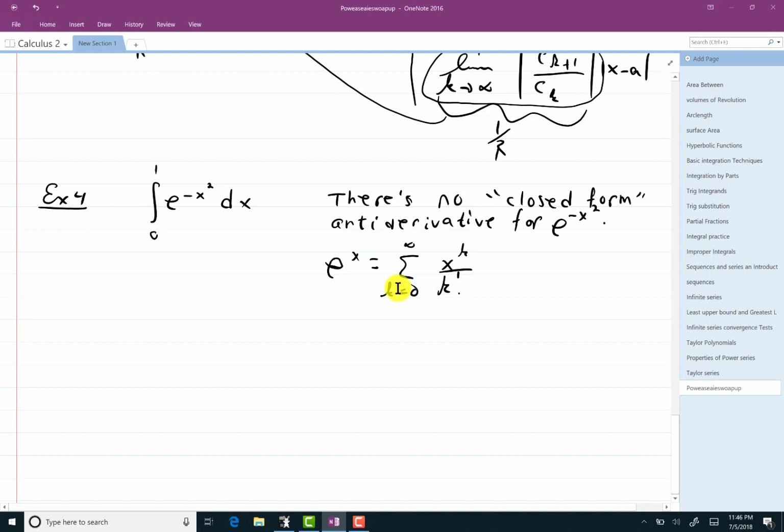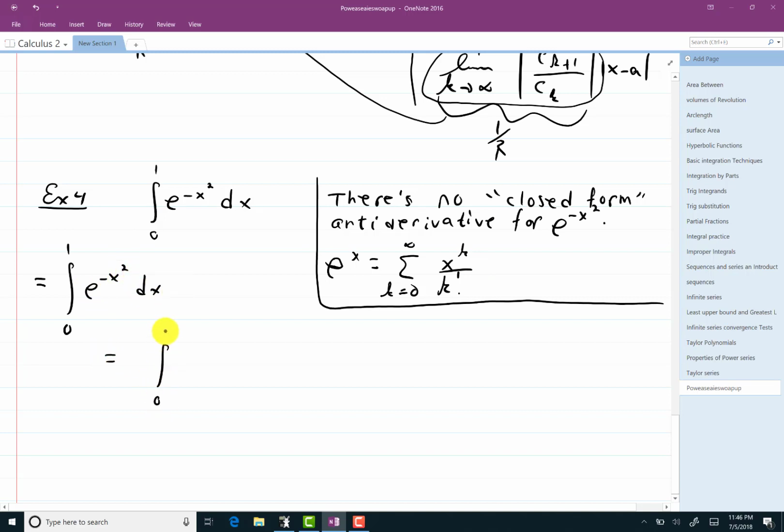Anyways, if I instead replace x with -x squared, this is what I'll get. I'll get the integral from 0 to 1 of e to the -x squared dx equals the integral of the sum, k equals 0 to infinity, of (-x squared) to the k all over k factorial dx.